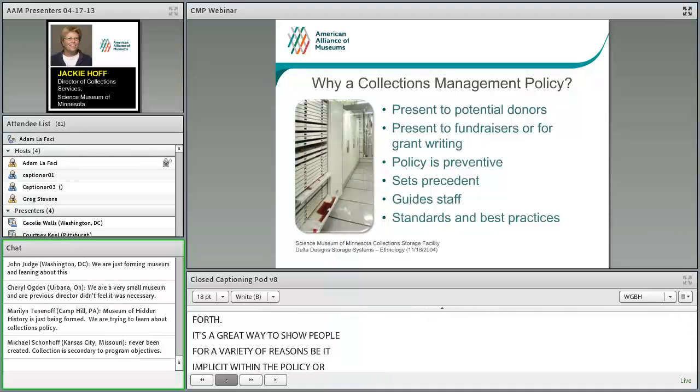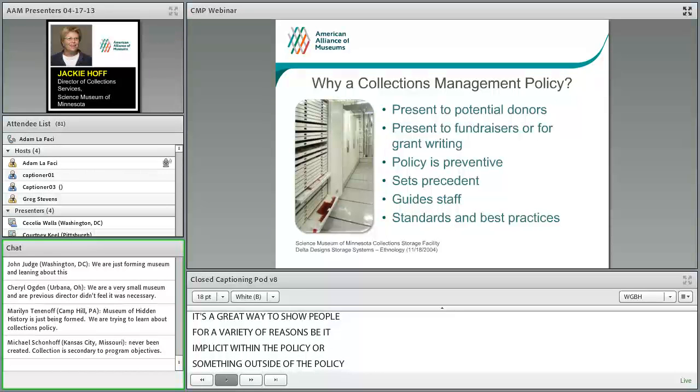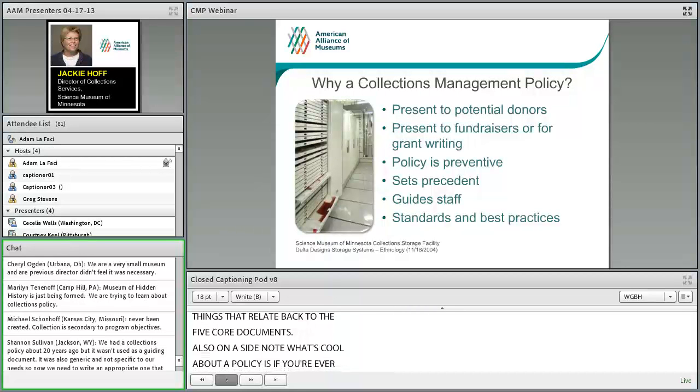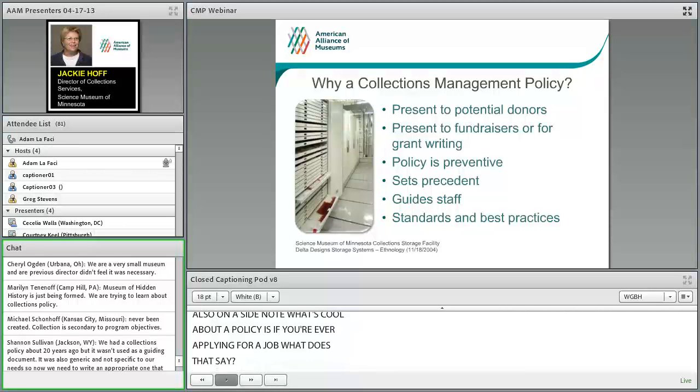Also, on a side note, what's really cool about a policy is if you're ever applying for a job, what does that say? Is it a good fit for you? So there's lots of reasons to review the policy for its intended purposes as well as its unintended purposes.